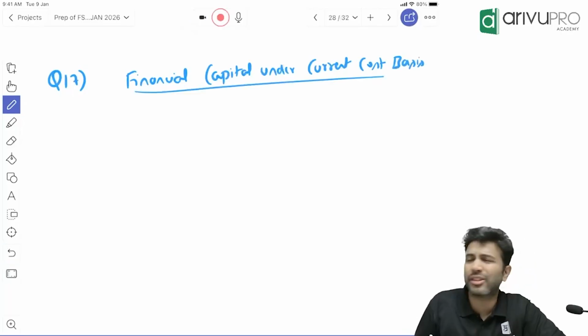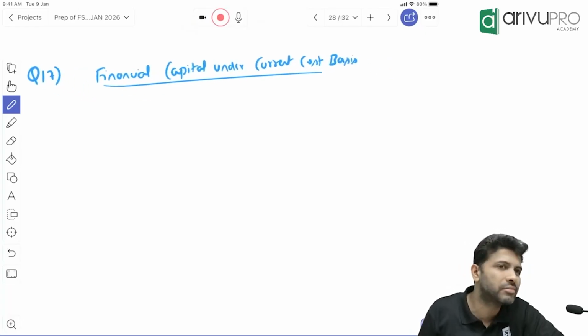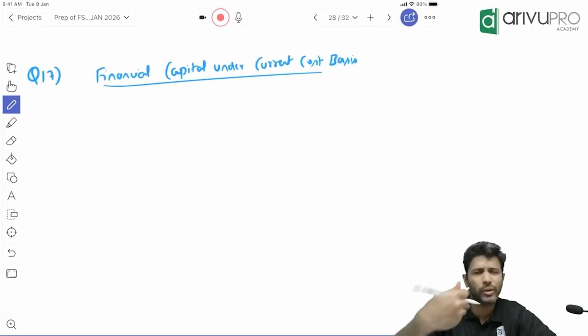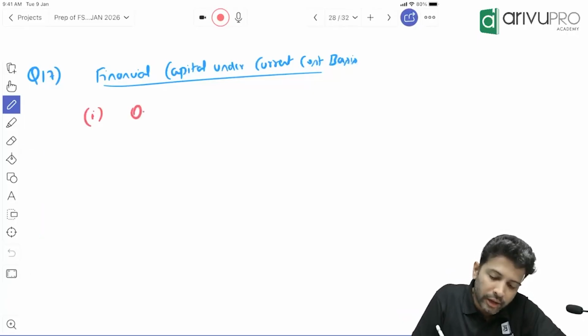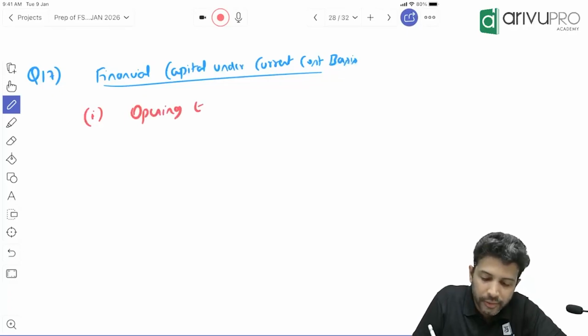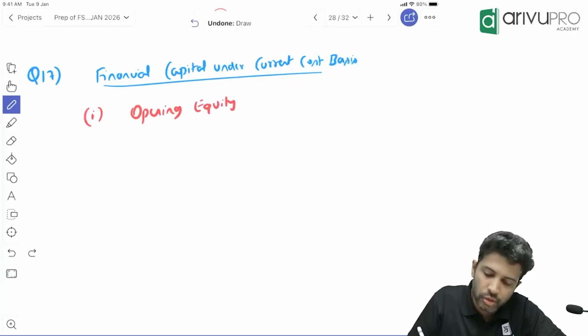Maybe for this one problem, it's only 2-3 lines. Can you first observe and then write? It's hardly 2-3 lines. The next one you can do on your own, in the same format. Just stay for a minute and understand this. Easy only, but still observe. Can you tell me what is your opening equity? Opening equity is given in the question itself, how much?